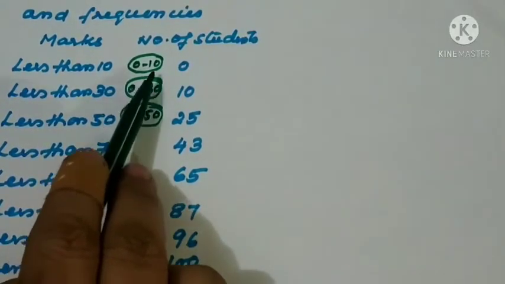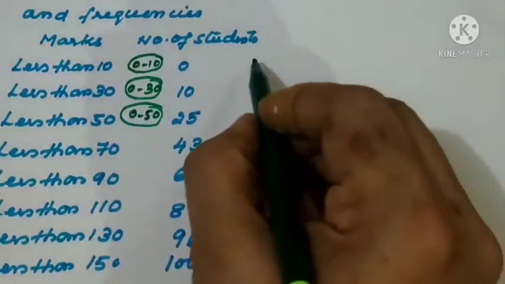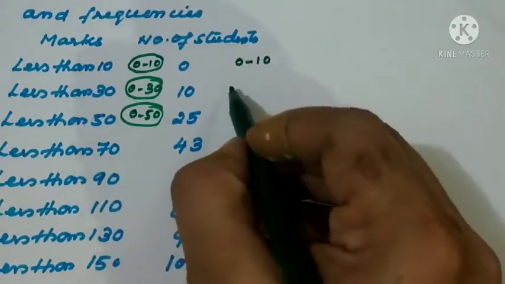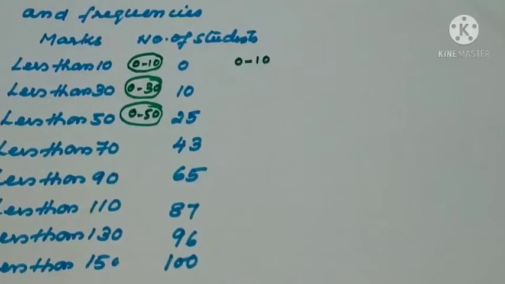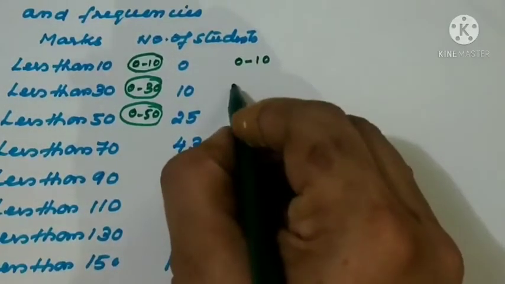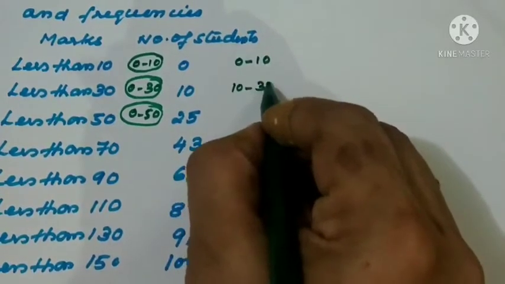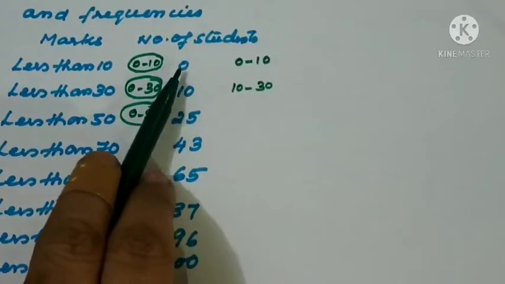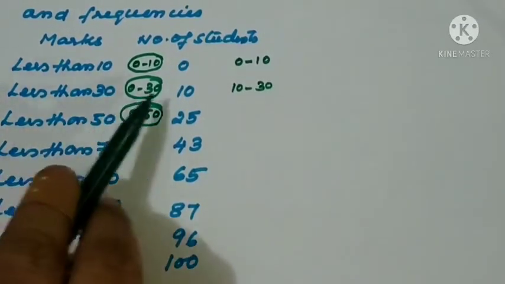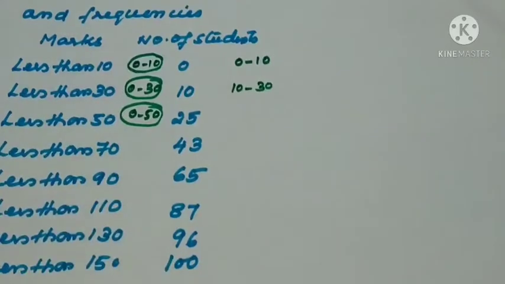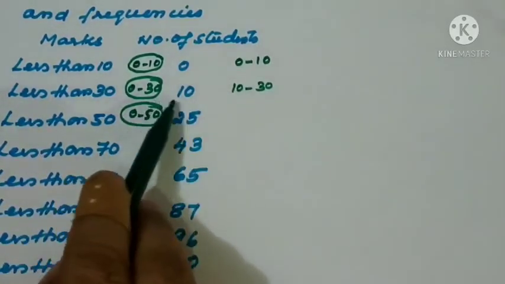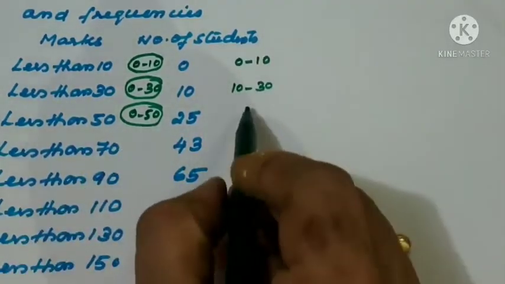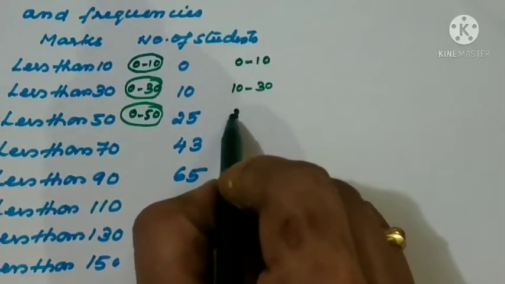I have to split it as the original class interval. So 0 to 10 I have written. The next class interval is 10 to 30 only. If I want to separate 10 to 30 from this, I should subtract 10 minus 0, right? That is why less than 10 is deducted. So the next one, 10 to 30, will be counted. For example, less than 50: the next class interval is 30 to 50 only.